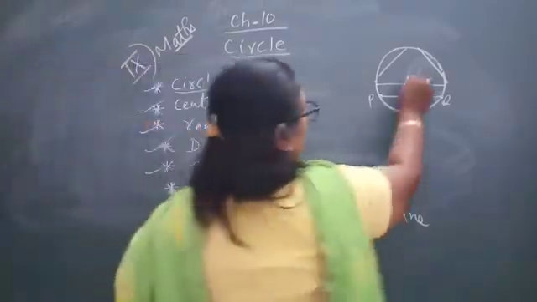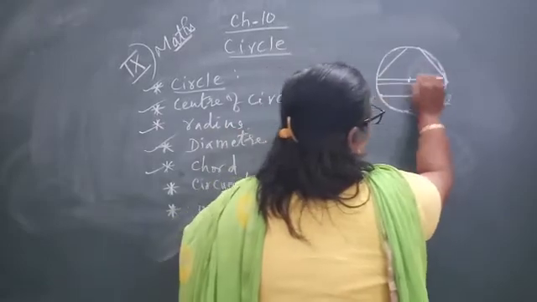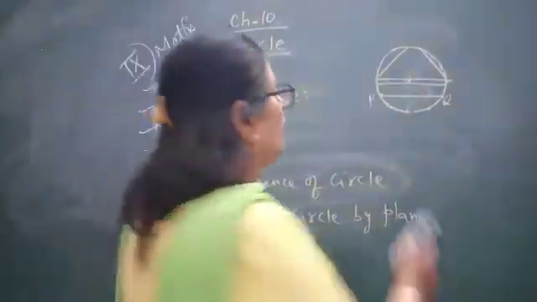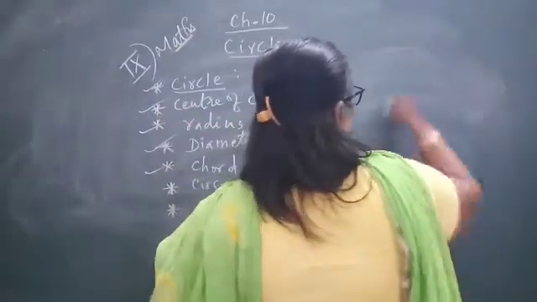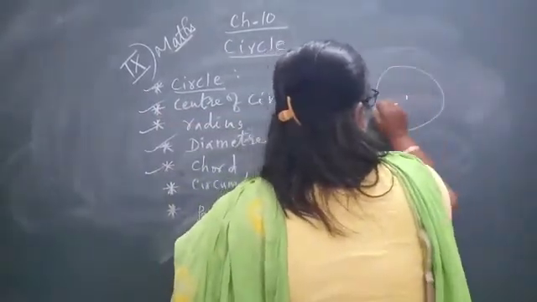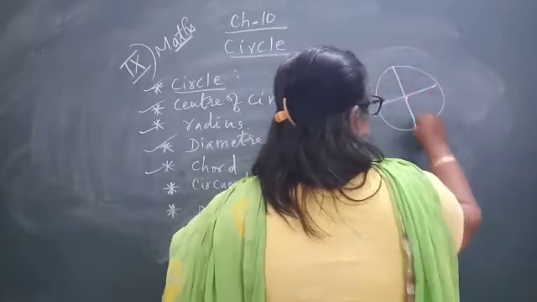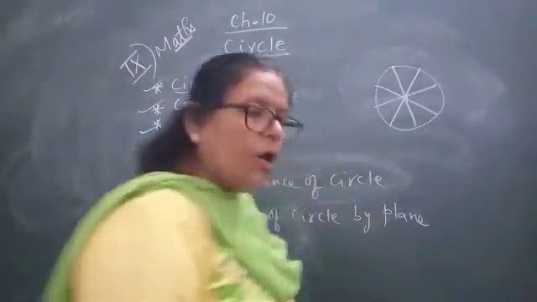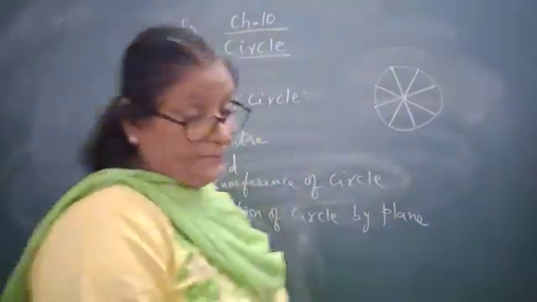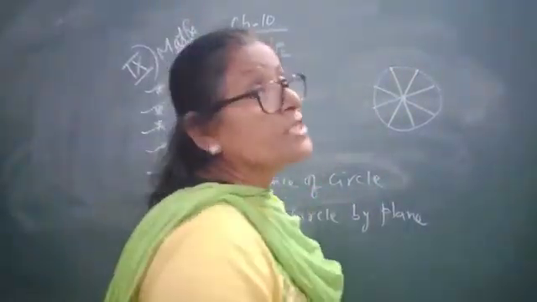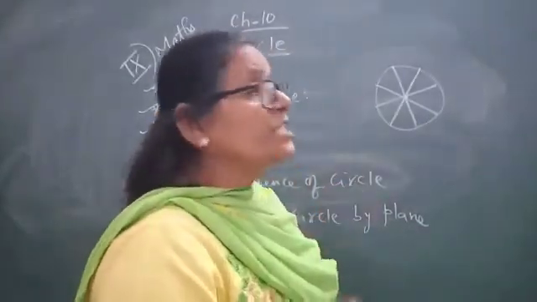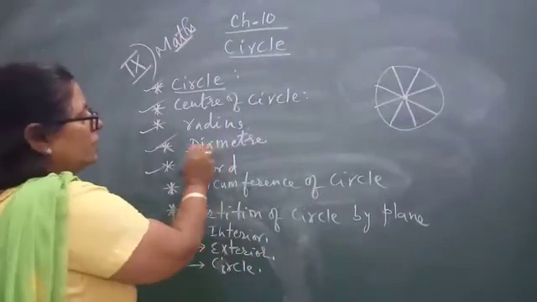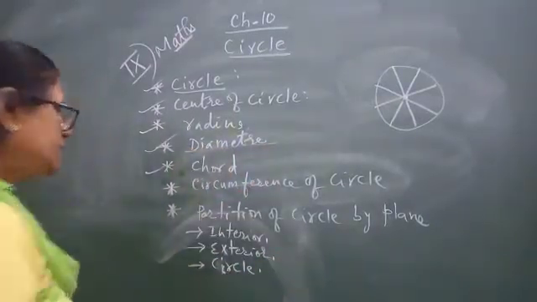Now diameter actually is the longest chord, the chord which is passing through the center of the circle. So you can define it in this way also. Suppose this is the circle, this is the center, this is also a diameter, this is also a diameter, this is also a diameter. All these are diameters. So how to define? It is one of the longest chords of the circle. The chord which is passing through the center of the circle is called the diameter of the circle.